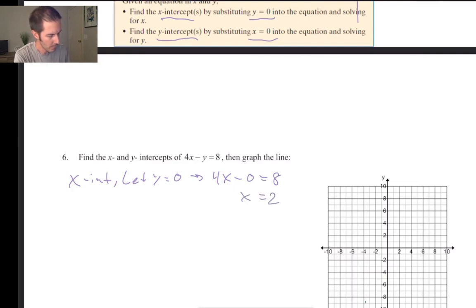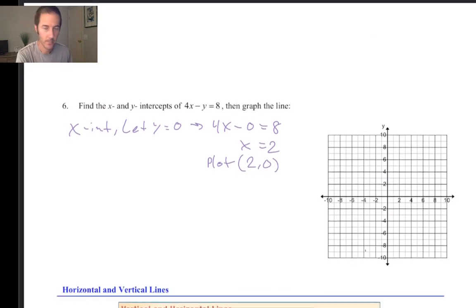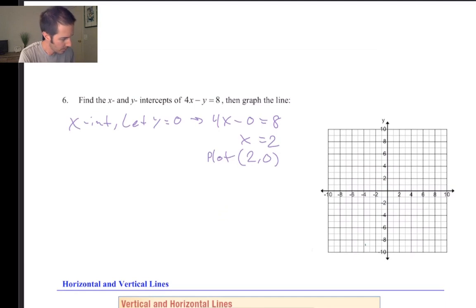So we will be able to plot the point 2, 0. Let's go ahead and put that on our graph right away. Over 2, up 0. There it is.